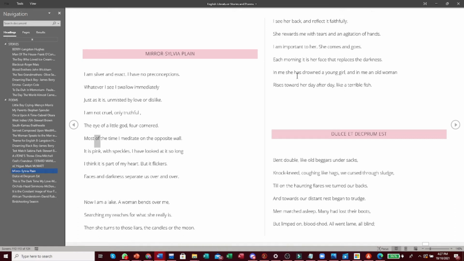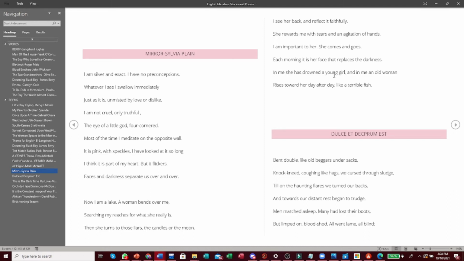Then it says here, in me she has drowned a young girl, and in me an old woman rises toward her day after day like a terrible fish. Now I want y'all to tell me, this is a very beautiful metaphor and simile combination here. Let me know what this says to you. Come on. Tell me what it says to you. What do you think Sylvia Plath is trying to say with this? Y'all real shy today? Oh my gosh!